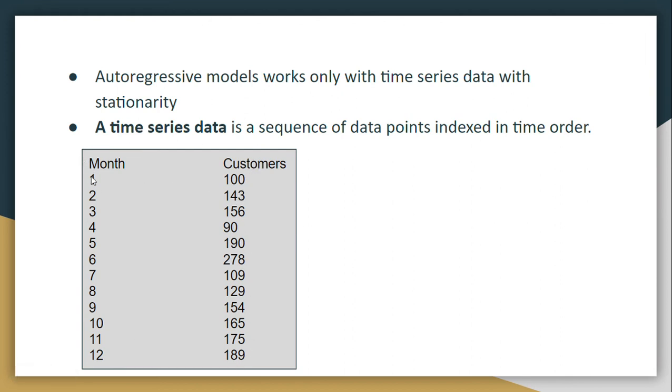So in this month of January, we had 100 customers. February, we had this number of customers. In March, this number of customers. So the most important thing here is that we are having the months.